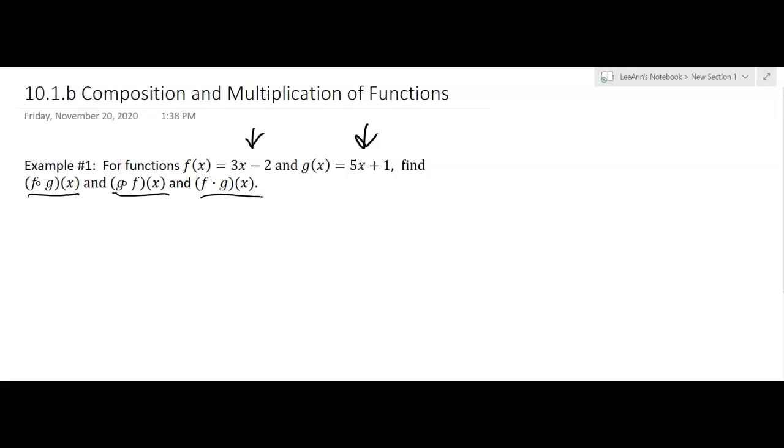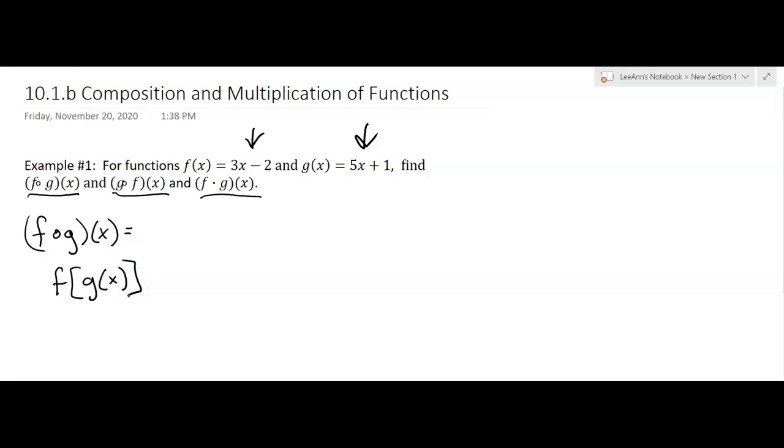Now that's not a typo. They want us to do these three different things because they want to show the difference between the three things. So here we go. All right, f compose g of x. Well, you could also write that as f of g of x.